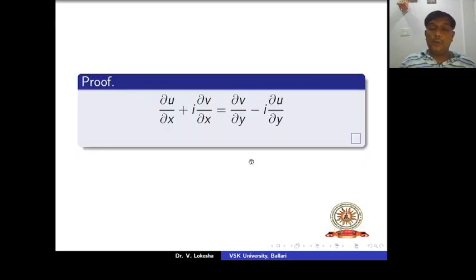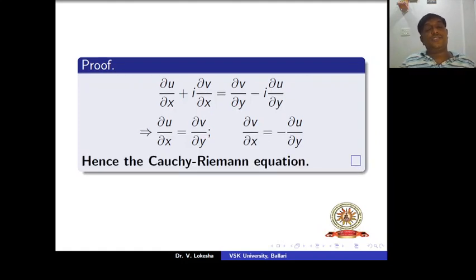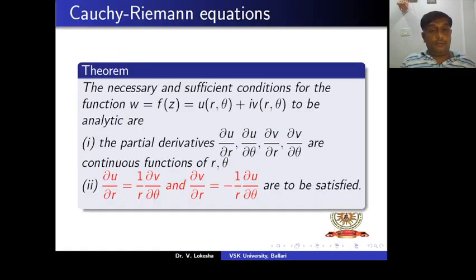Then you know that dou u by dou x plus i times dou v by dou x is equal to dou v by dou y minus i times dou u by dou y. Here you know that any two complex numbers are equal means the real part is equal to the real part of the other and the imaginary part is equal to the imaginary part of the other one. Then if you separate this, you get dou u by dou x is equal to dou v by dou y, dou v by dou x is equal to minus dou u by dou y. These are the Cauchy-Riemann equations in Cartesian form.